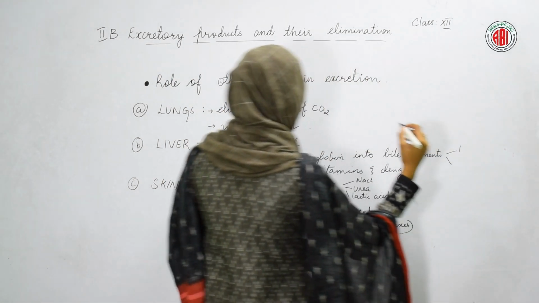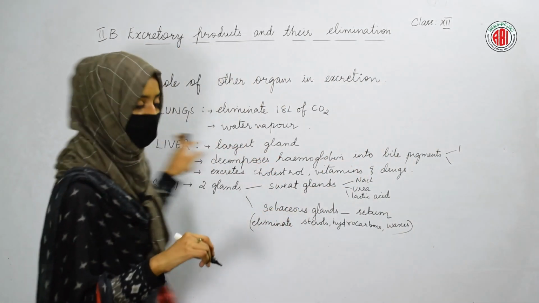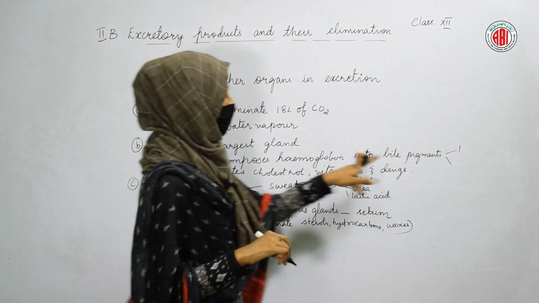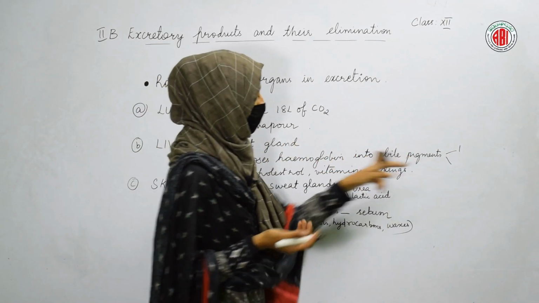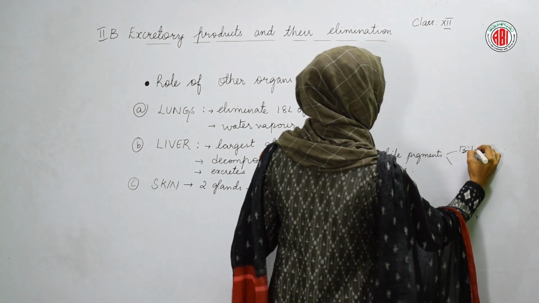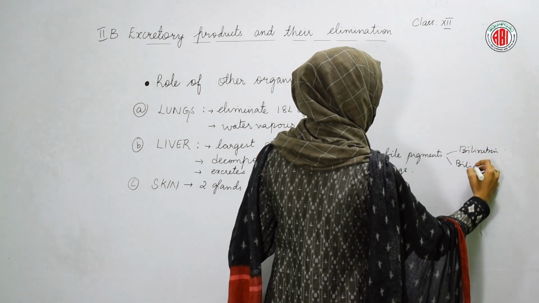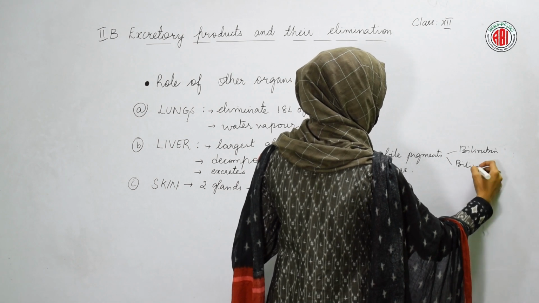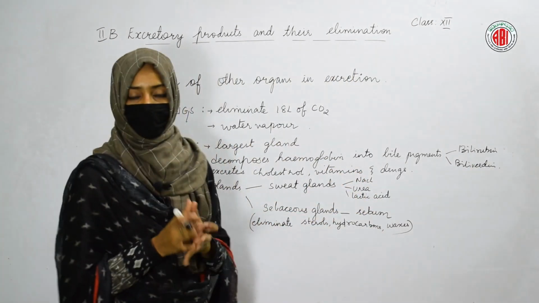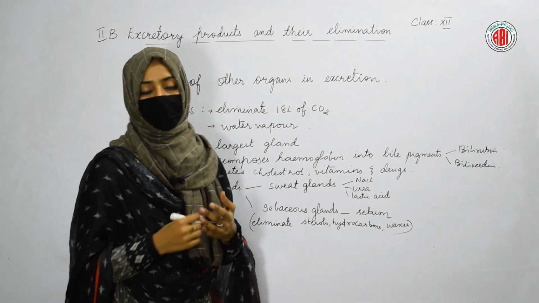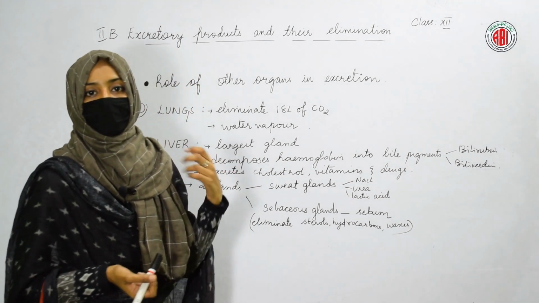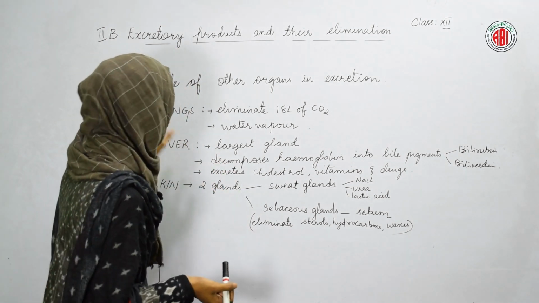So, most of the hemoglobin decomposition can occur in the liver also, and it leads to the formation of bile pigments like bilirubin and biliverdin. These bile pigments mix up and form bile juice. Once the bile is formed, that bile juice can be utilized by our body for the process of digestion.